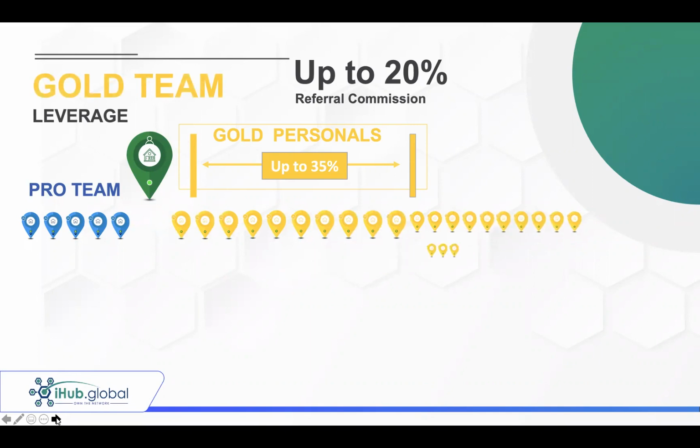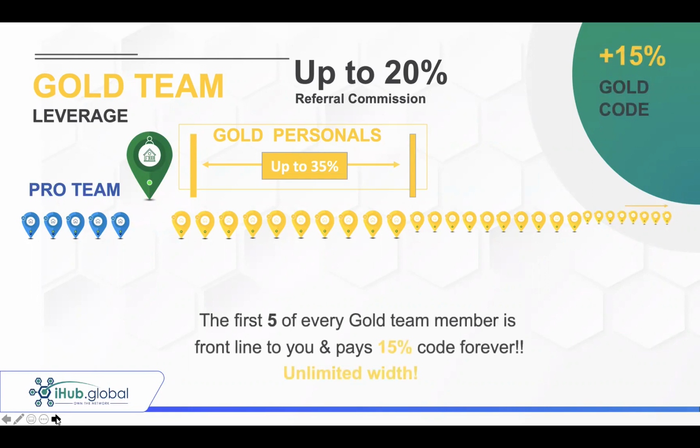The first five forever, even these people you don't know rolled up to you, they still have to get their five. It just continues to roll up and roll up and roll up forever. And on this code, you're at 15% forever. Okay. So you can personally enroll at 35% in your gold team if you help them get their five mining assessments. And when you understand the power of five in this compensation plan, you're going to want to do this with every personal that you have.